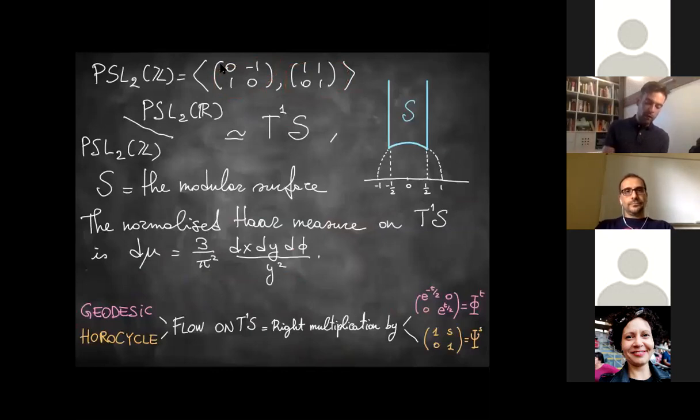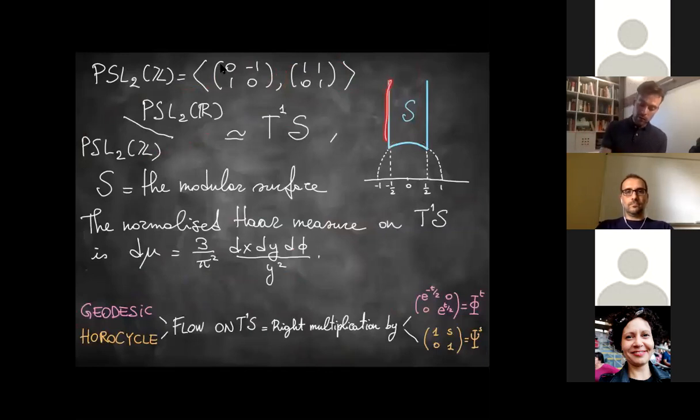And if you quotient PSL by that group, you obtain the unit tangent bundle to the classical modular surface, which is non-compact, there is a cusp at infinity, but it has finite measure. As you know, the measure of a triangle in the upper half plane only has to do with the angles.